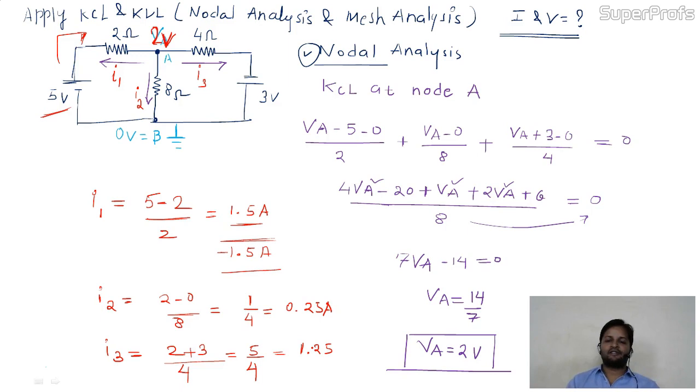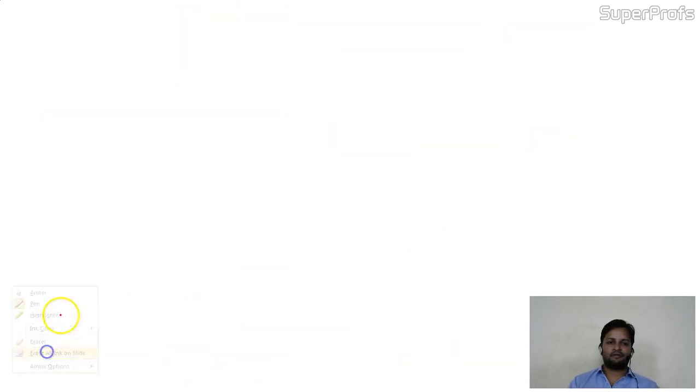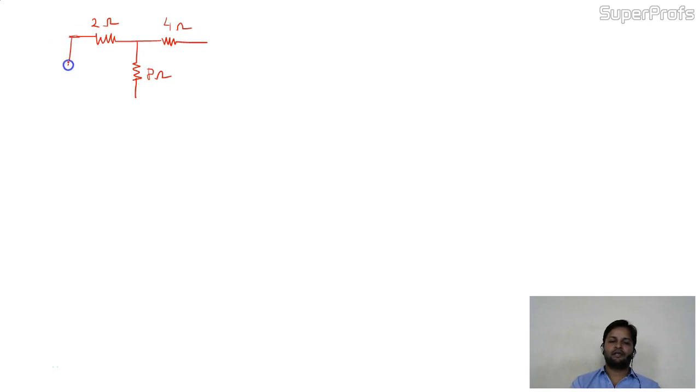Now see, for the same circuit I'll solve by mesh analysis. Is it okay to you people? The same circuit. Eight ohm, 2 ohm, 4 ohm. Here the battery is 5 volt. Here the battery is 3 volt. Now my task is to apply KVL, means mesh analysis.